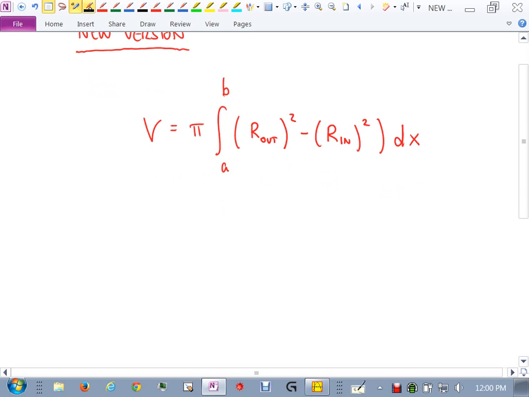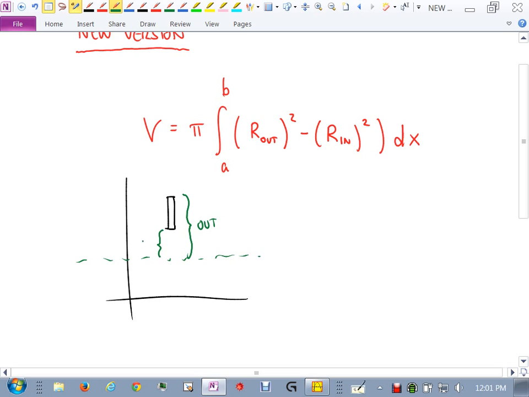Yeah, so a picture that would go with this would be, wherever your axis of rotation is, your outer would be this, and your inner would be this. What flipped?